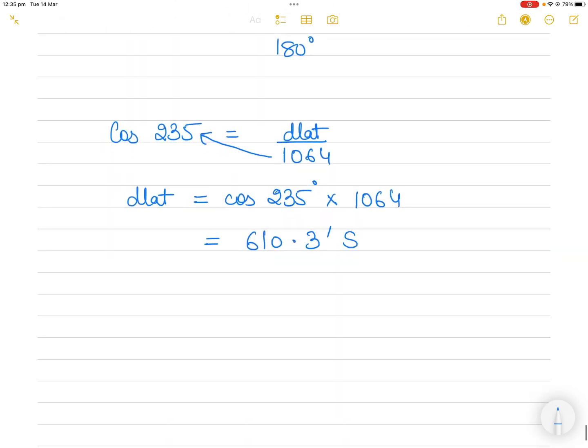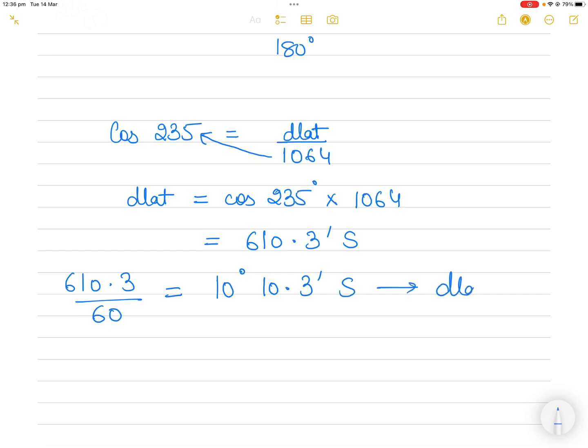Alright, so we've got south, so we'll name it south, 610.3 south. Now because the answer is in minutes and this is more than 60 minutes, I need to convert this into degrees and minutes. So 610.3 divided by 60 will help me convert my answer to degrees and minutes. So I will get 10 degrees 10.3 minutes south. This is my D-lat.